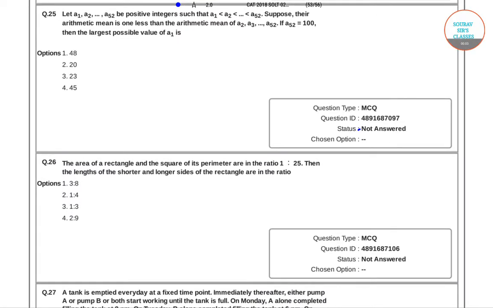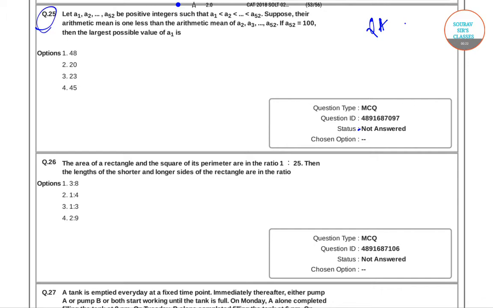Hello students, in today's session we'll be solving questions from the CAT 2018 question paper. We'll be solving questions from Slot-2, which is the afternoon session, and these questions will be from the quantitative aptitude portion of the paper. So let us start off with the question.